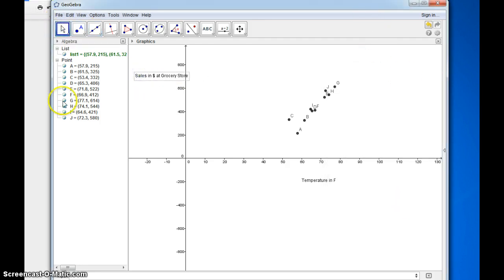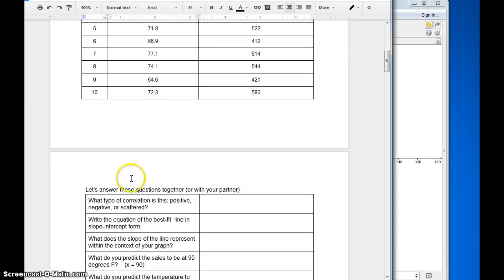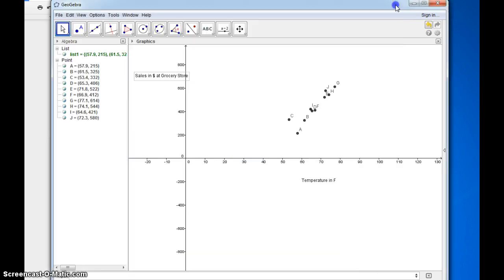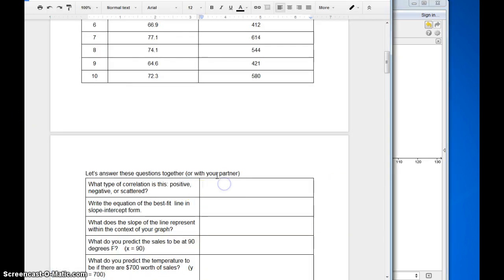So now let's go to our worksheet. Let's answer these questions together. What type of correlation is this? Positive, negative, or scattered? Well, it looks like it's increasing. As the temperature is increasing in Fahrenheit, the sales are increasing. So this is positive. So let's write that in.